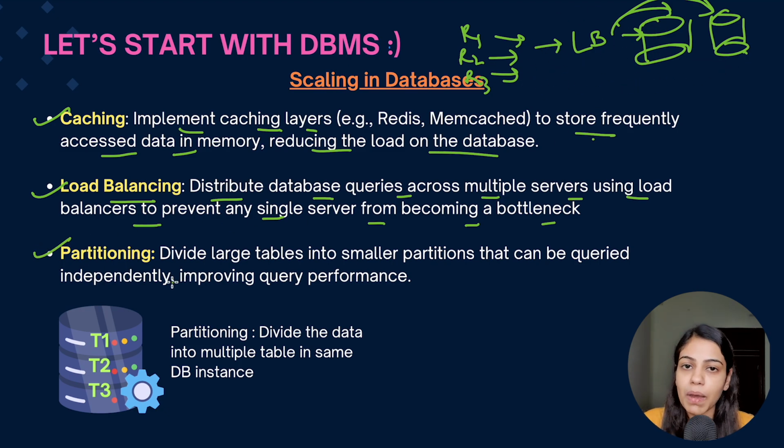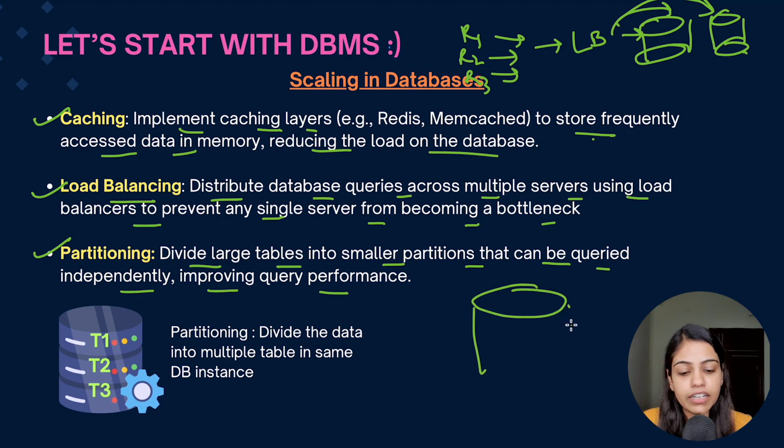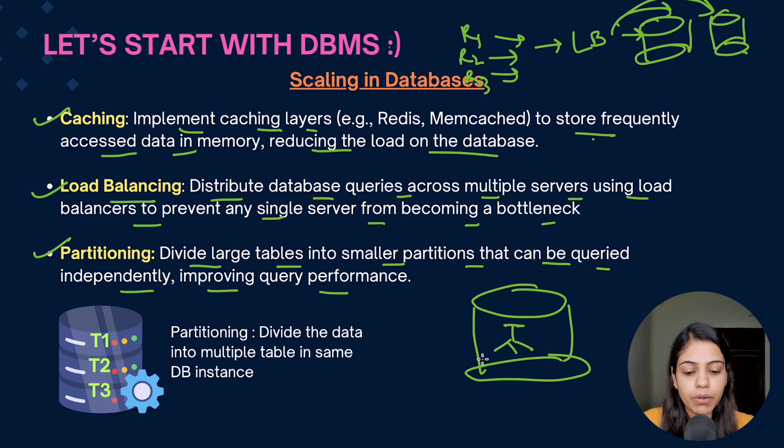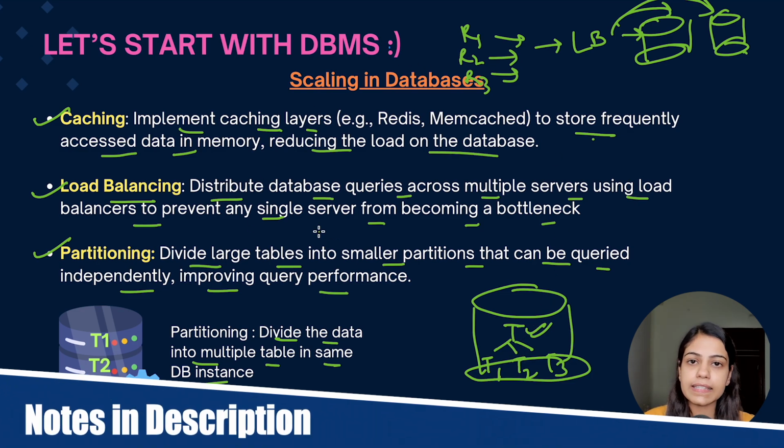Now coming to the next way, that is partitioning. It divides a large table into smaller partitions that can be queried independently, improving query performance. So if there is a database server and in it we have a table T, it will divide this table into different partitions, that is T1, T2, T3, in the same database server, so that those smaller partitions can be queried independently. So it divides the data present in this T table into multiple tables in the same DB instance, so that we have smaller partitions of the table and the queries can return in a faster duration of time. So this is how we can scale our databases.